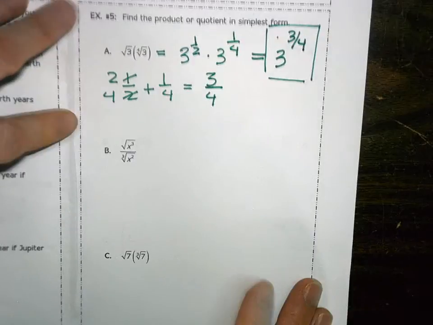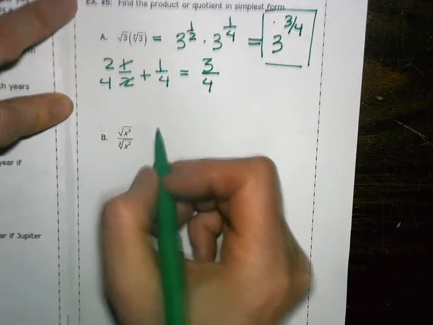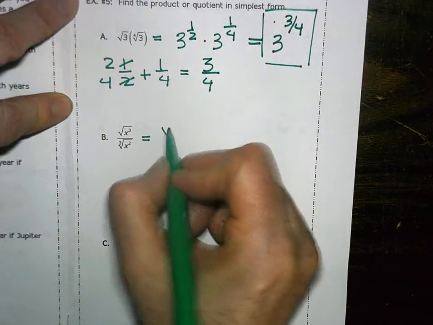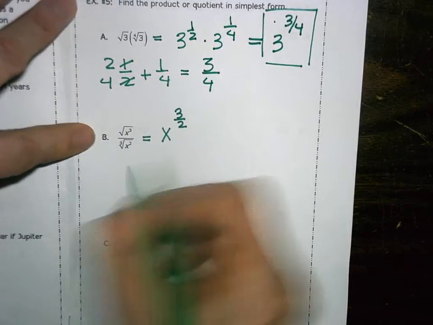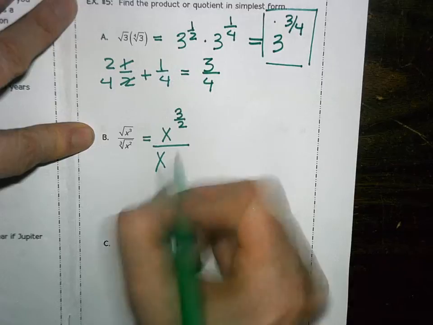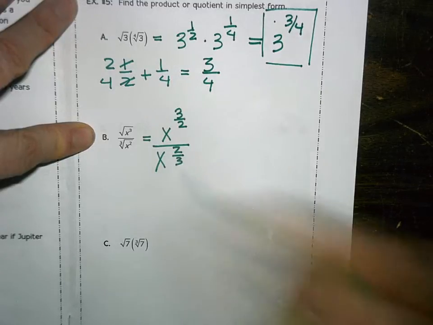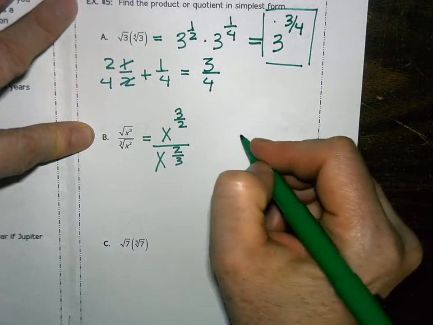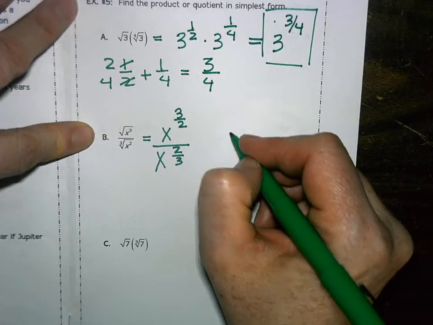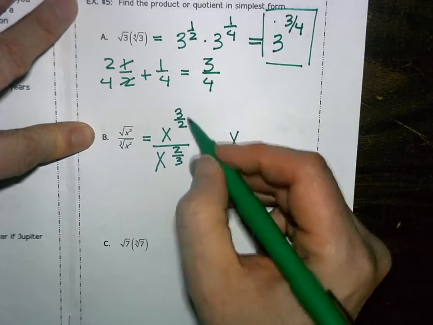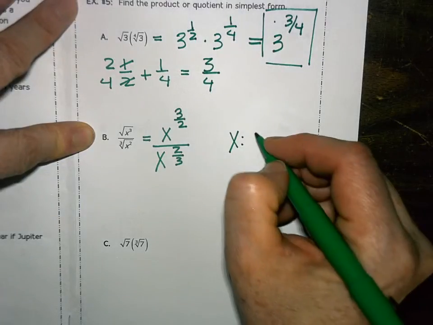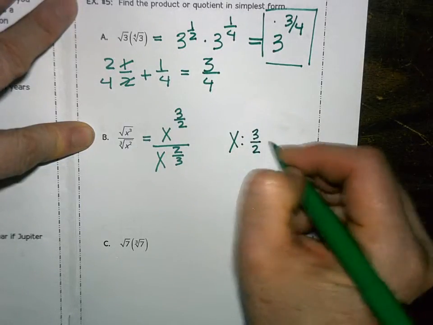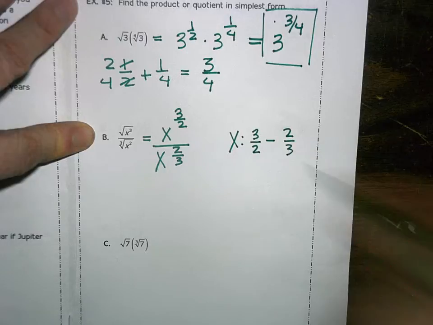Okay. This one works the same way. Let's change it to its rational form. X to the 3/2. Remember, if it has nothing, it's a 2. Divided by x to the 2/3. So I come over here and I say, let's just do the subtraction of exponents. It's division. So for x, you take the numerator exponent, 3/2 minus 2/3.